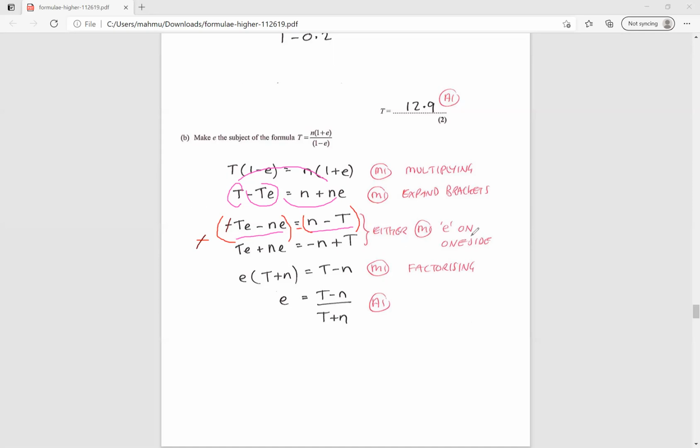That's what they said, e, me on one side. So now you've got te plus ne equals minus n plus t. Put the e outside, so t plus n equals, minus and plus makes it minus, so t minus n. So they just rearranged it. They got the t at the front and put the n on this side, and then e equals this side. So it's a bit tricky, that's why it's 5 marks. But I don't think you'll get this in grade year 9.